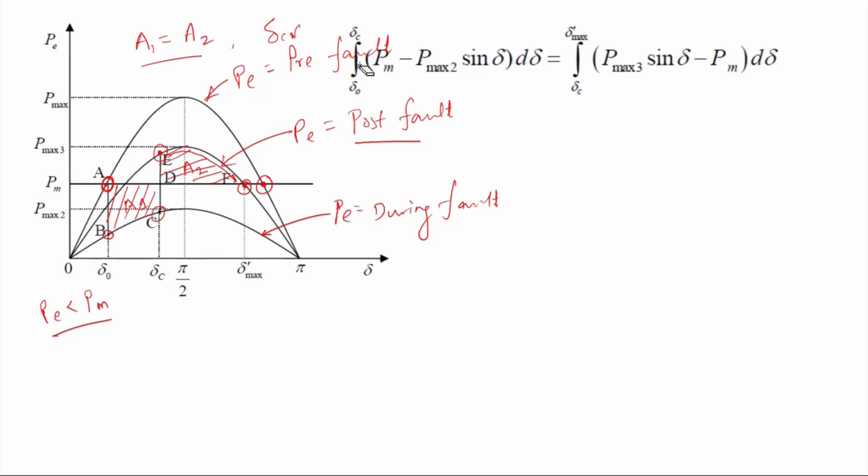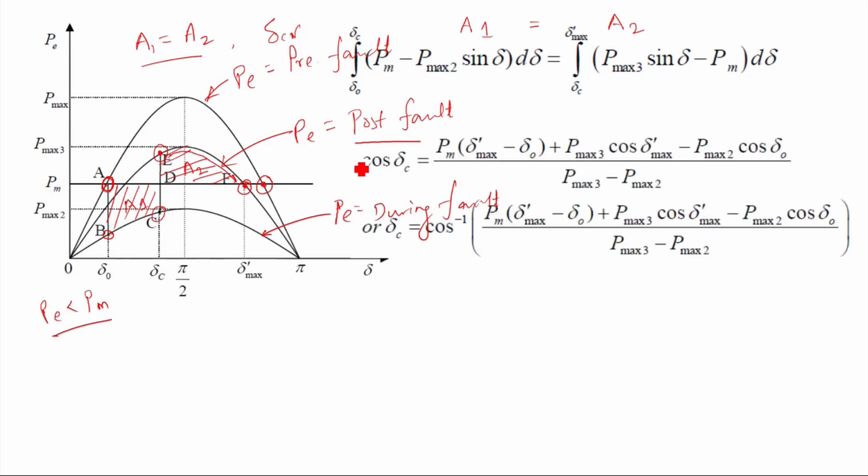Now this shows the area. From delta O to delta C, this will indicate area A1, and from delta C to delta max dash, it will show area A2, right? So therefore, by equating, we'll get cos delta C as this.